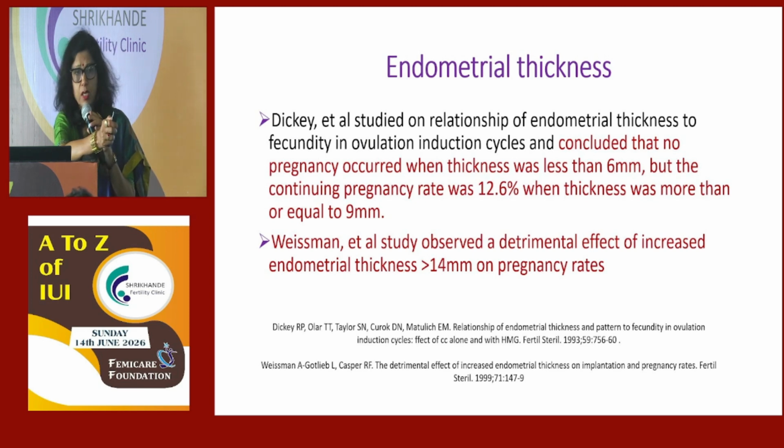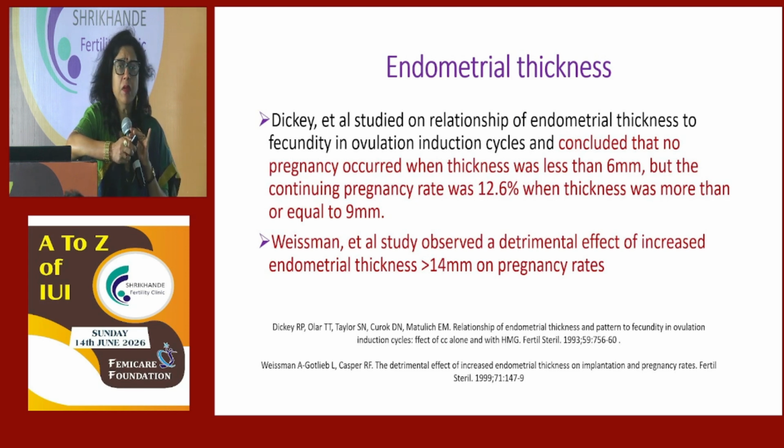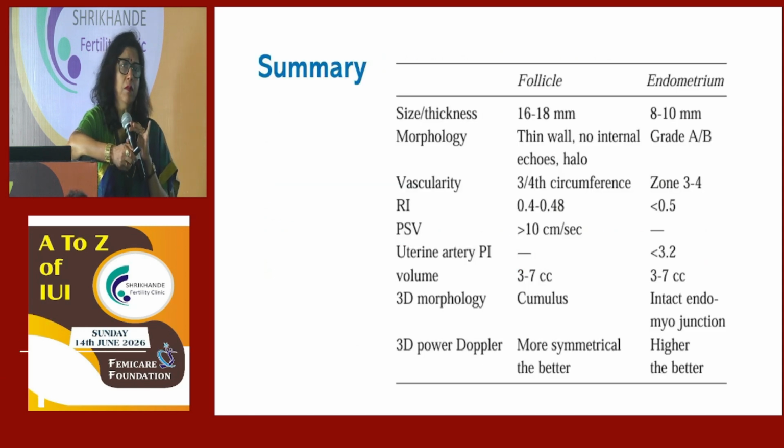So how much thickness should it be? 9 to 14 millimeter. Of course, we don't cancel our cycles when it is 6 millimeter also. So if you are asking for a cut-off, up to 6 millimeter, even I have gone ahead and done the IUI. More than 14 millimeter we also don't want, because that is not a good endometrium. So our target is 9 to 14 millimeter.